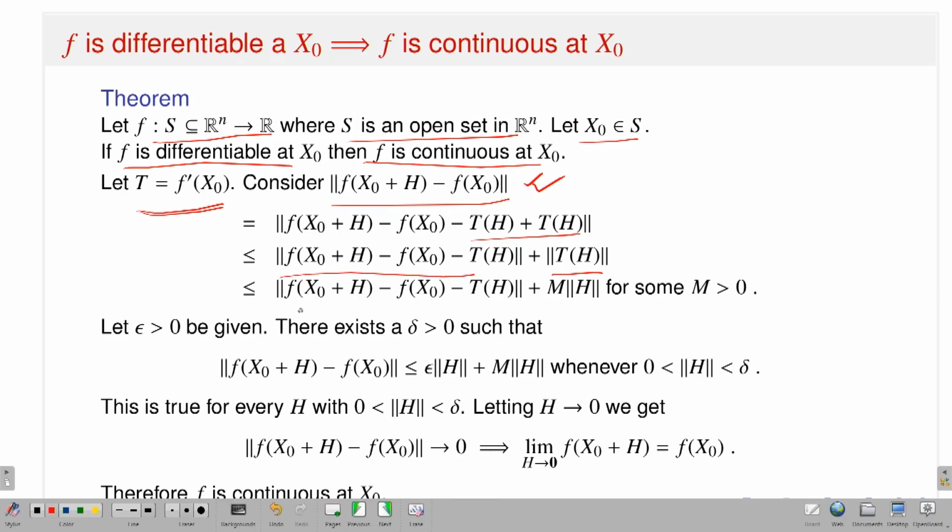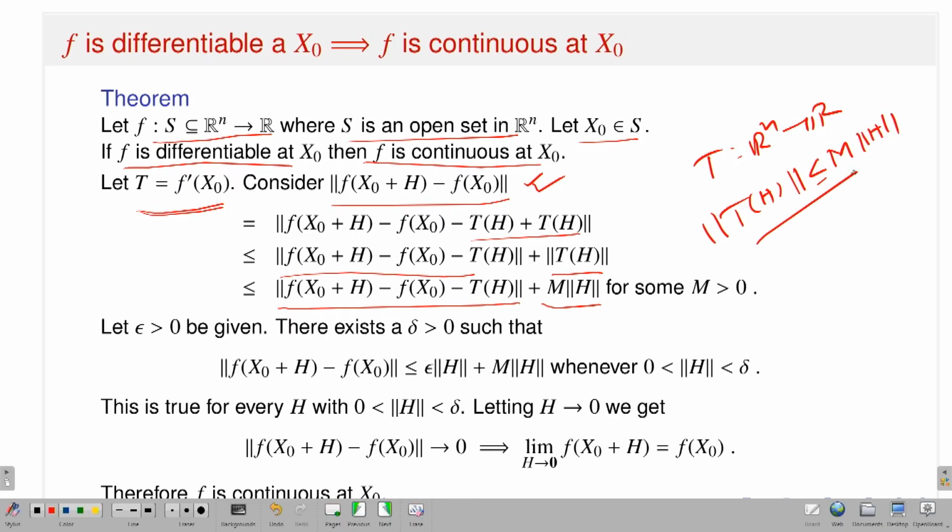Now this is less than or equal to the norm of f of x naught plus h minus f of x naught minus Th, as it is, plus the norm of Th. Now this is less than or equal to m times norm h. Why? Because I have a linear transformation T from Rn to R. If I have a linear transformation T from Rn to R, you can prove that the norm of T acting on h is less than or equal to a fixed constant m times the norm of h. I am not going into details there.